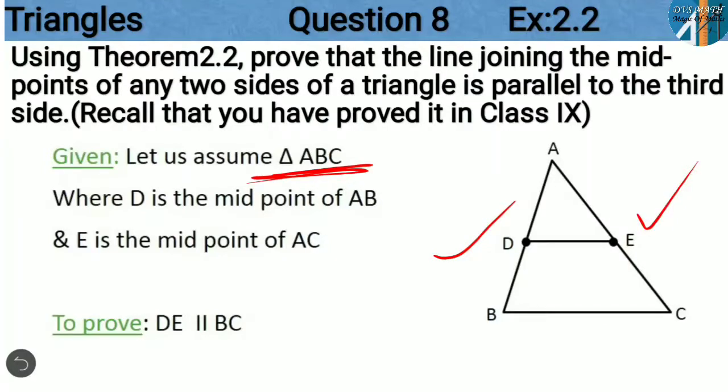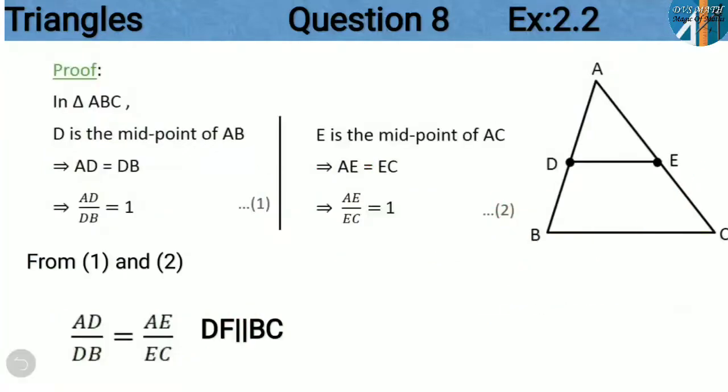In triangle ABC, D is the midpoint on AB, and E is the midpoint on AC. What we have to prove is DE is parallel to BC. That means the line joining those midpoints is parallel to BC. So now let's go on to the proof. It is also a very simple proof.